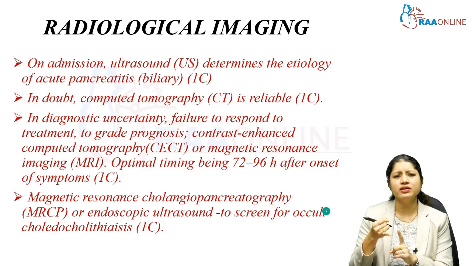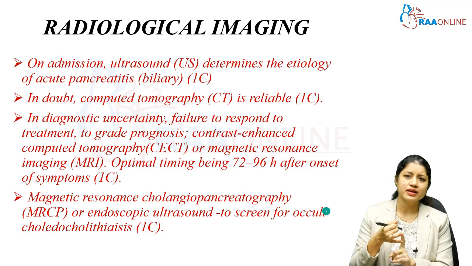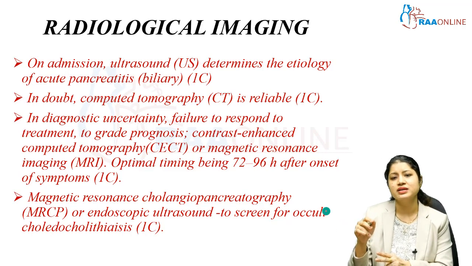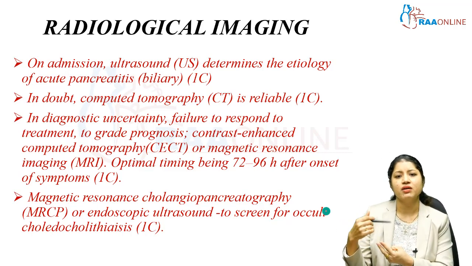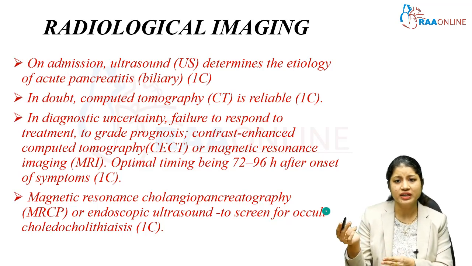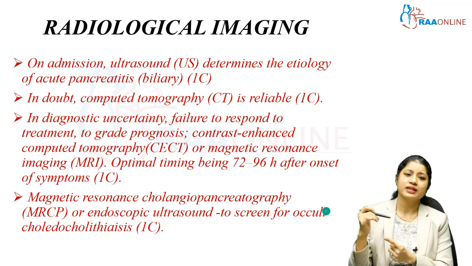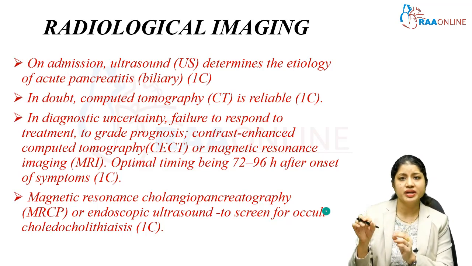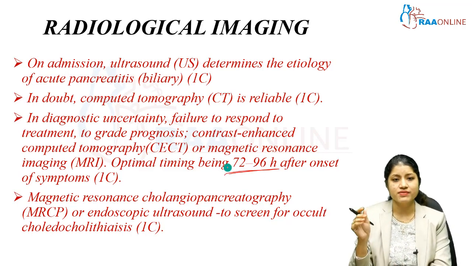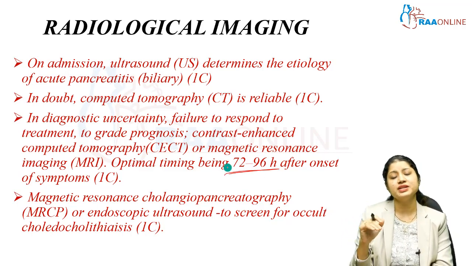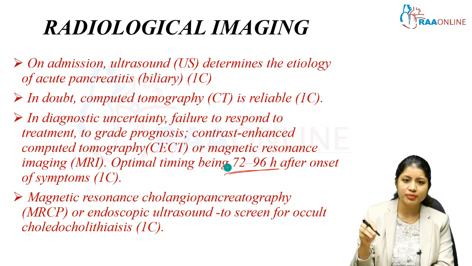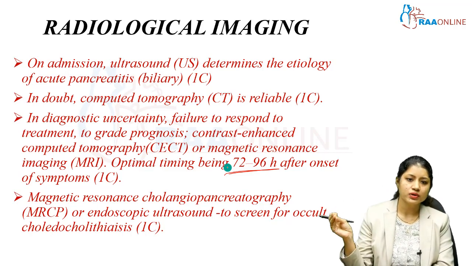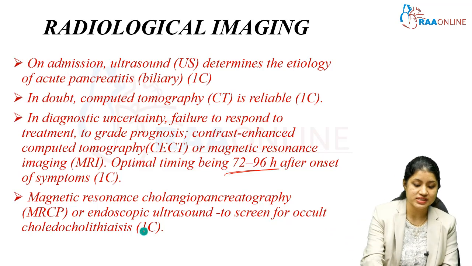But beyond ultrasound and CT, if you have a diagnostic uncertainty, or in spite of diagnosing acute pancreatitis there is no proper response to treatment, or there is persistent organ failure and you want to grade the pancreatitis, then a CECT or an MRI can also be done, and the optimal time as per the IAP or APA guidelines is 72 to 96 hours after the onset of symptoms. In addition, if you think there is biliary pancreatitis, an MRCP or endoscopic ultrasound can also be done to screen for occult choledocholithiasis, and that's a grade 1C recommendation.